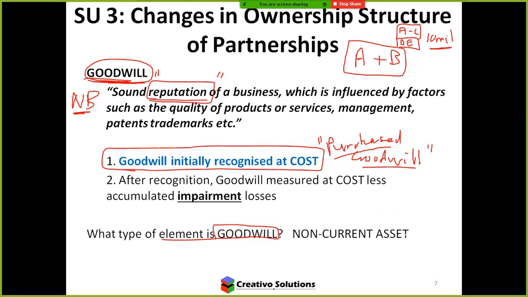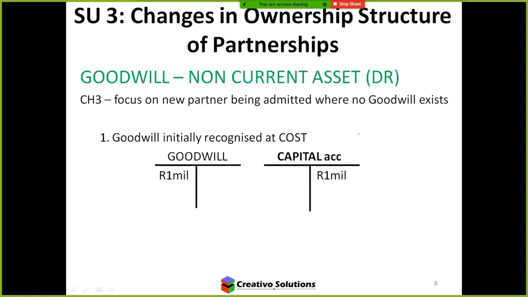Just a question. Why did you say goodwill is initially recognized at cost? It's recognized at cost because it's based on the purchase price. It's based on how much a portion of the business costs. So when I say it's recognized at cost, it's recognized at the cost price in terms of the purchase price. That's why I've written purchased goodwill. It's based on what it would cost someone to buy into the business. We'll see that with an example just now.